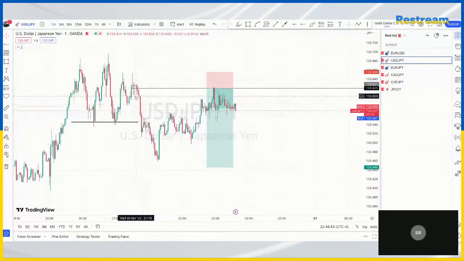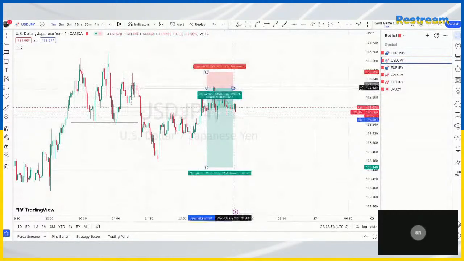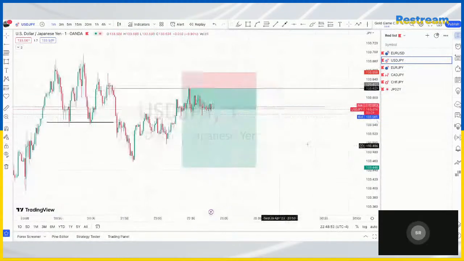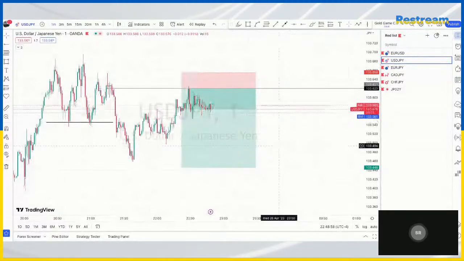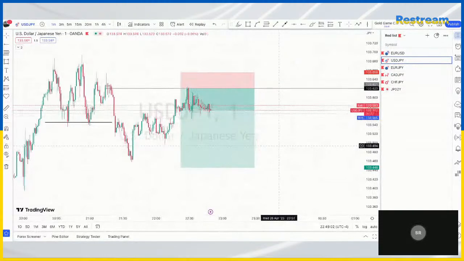But I just took entry up here instead and put my stop loss at the wicks, and now look at this. It's running in profit. Beautiful trade. That's what I'm talking about. That's it. That's all there is to it.